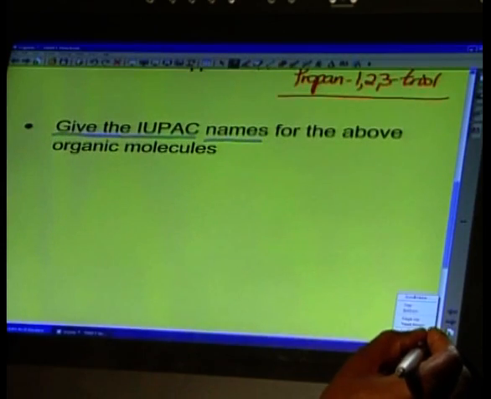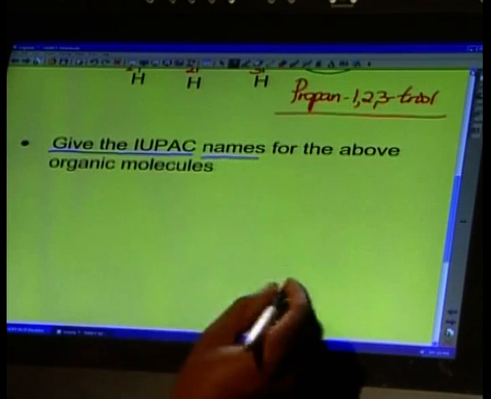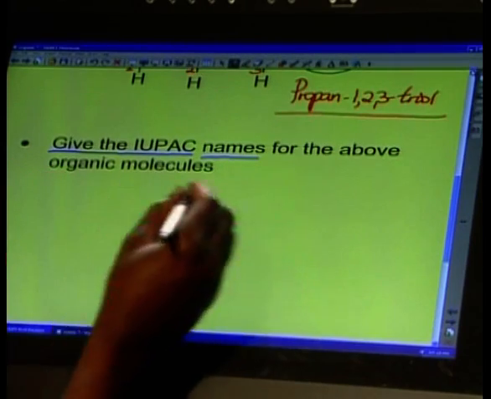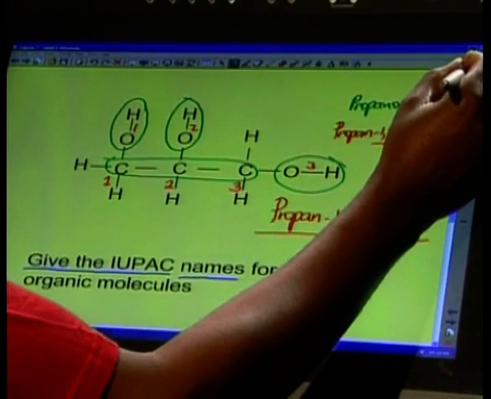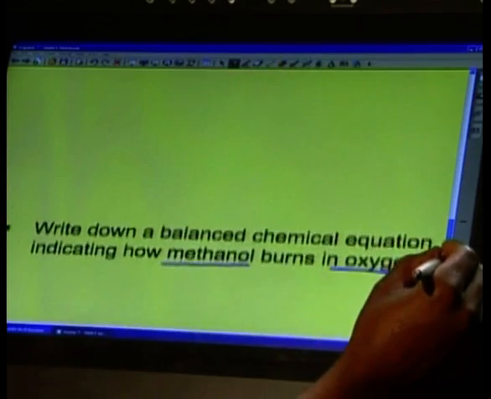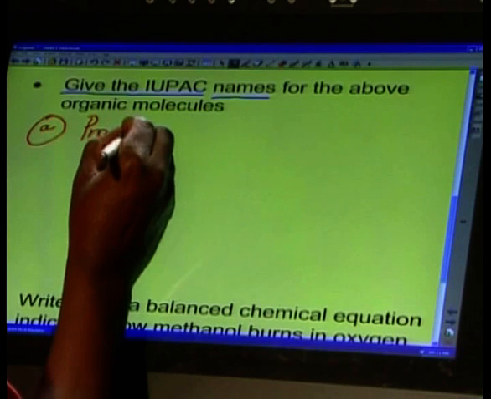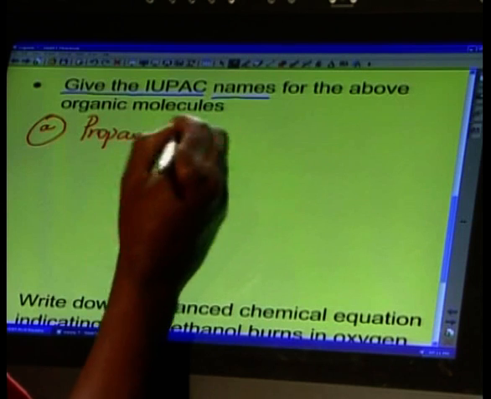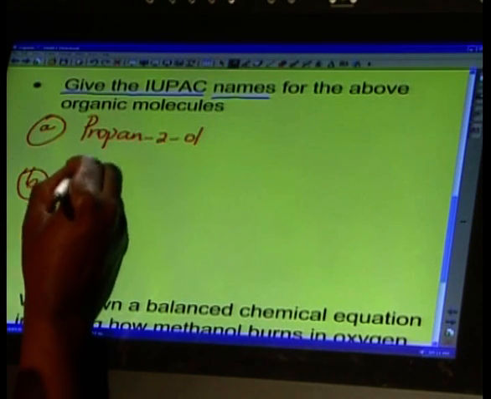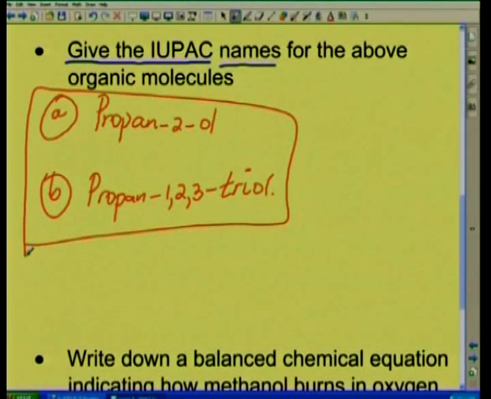Okay? What else did we have to do there? We had to give the IUPAC names of all these molecules, or the 2 molecules above. So let me rewrite that. The first one, let me call it A, was propan-2-ol. The second one was propan-1,2,3-triol. Okay, so those are the IUPAC names.